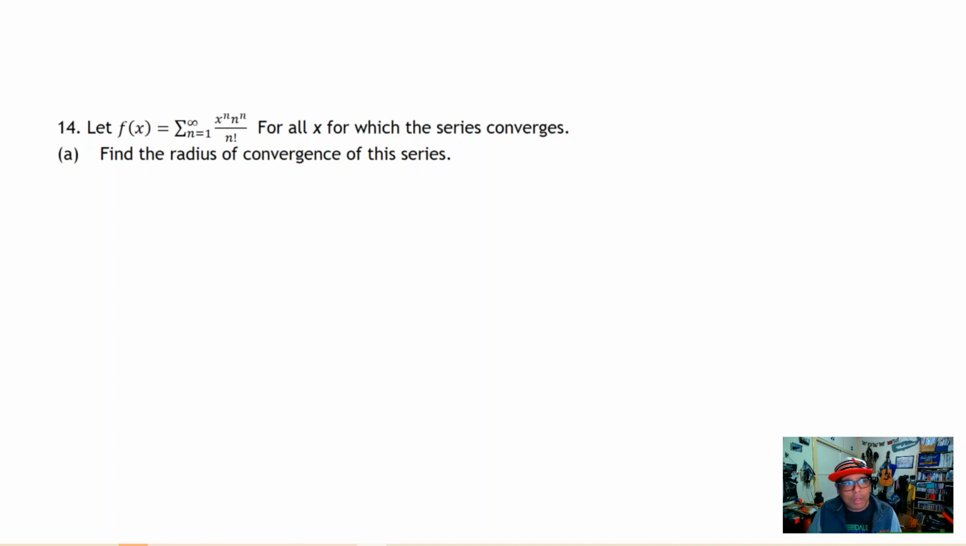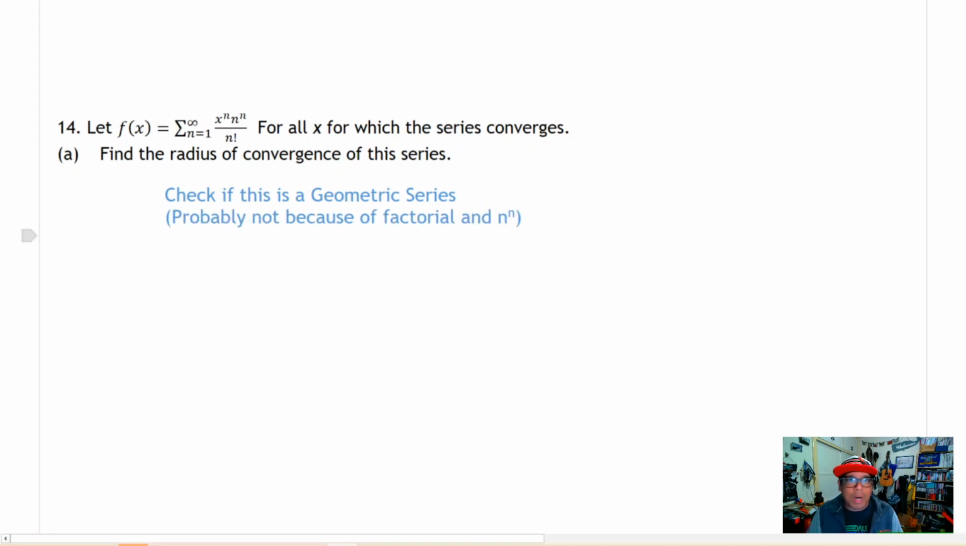Well, I'm looking at this series and I don't have much hope for this, but we really should be checking to see if this is a geometric series. But this is probably not going to be a geometric series because we can see the factorial already, and the factorial is a big no-no. And also there's this n to the n, and when we have an n that no longer appears as the exponent, this is a warning sign that we're not looking at a geometric series.